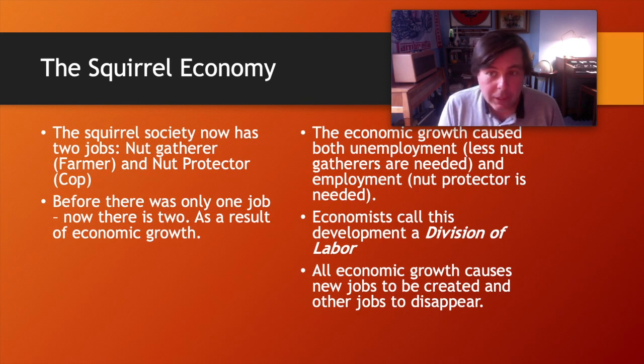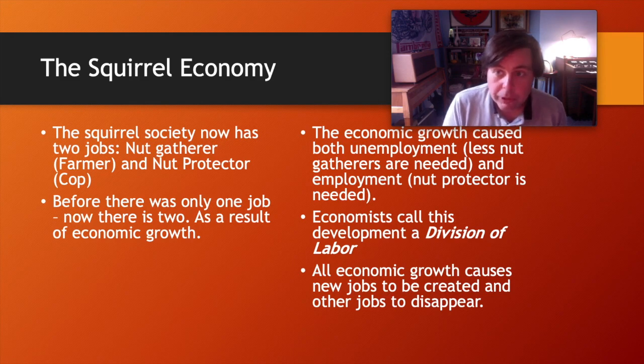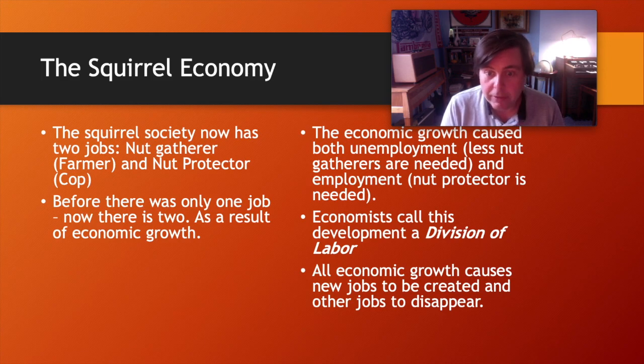Okay, now we call this process of creating different types of jobs, or different people in society doing different sorts of tasks, a division of labor. And that's a word you'll hear from time to time. It's the cornerstone of Adam Smith's Wealth of Nations, a very famous book on economics in the 18th century.